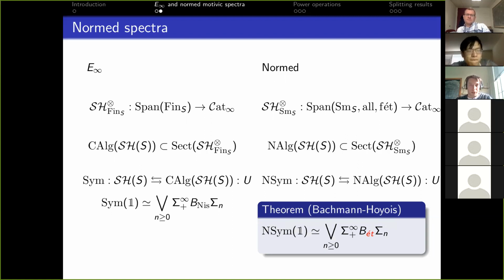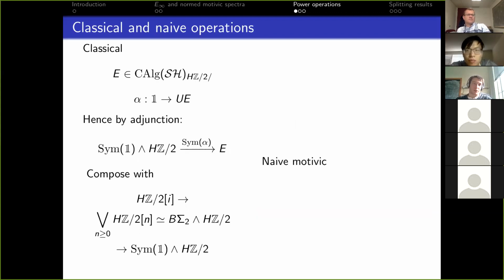And now we come to power operations. So this was basically the review of the paper with Mark, and now is the actual new stuff. So first of all, let me remind you of one way of building power operations classically, and then we're going to try and do this motivically. First for the motivic E-infinity ring spectra, and then for the norm spectra.